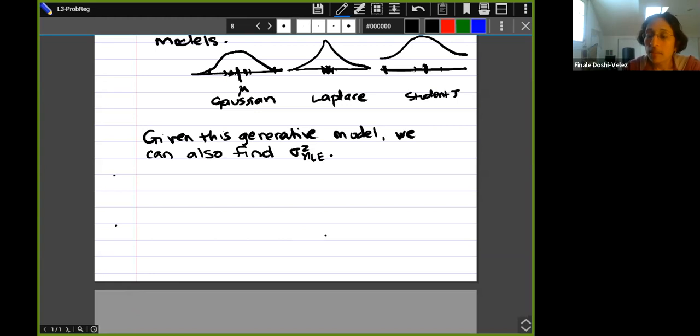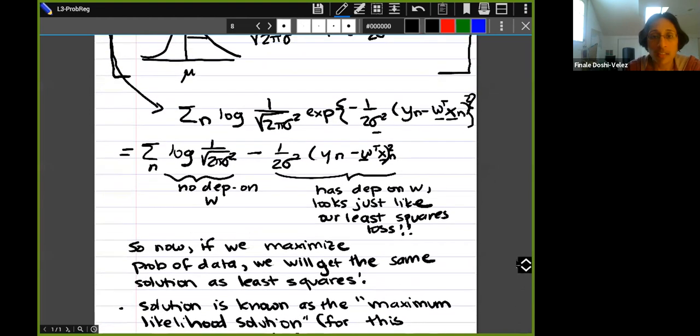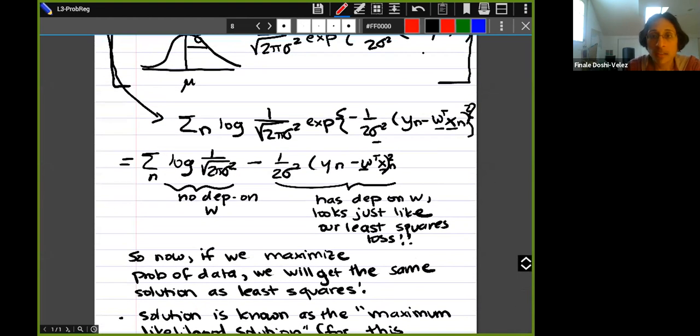When we were doing the least squares, the big difference between our expression over here and our least squares expression was this 1 over sigma squared term, right? That wasn't there before. And that sigma squared term, if you're just trying to maximize with respect to W, doesn't matter, because it's just a constant. If we're just trying to minimize the least squares loss, then we don't care what the sigma squared is.